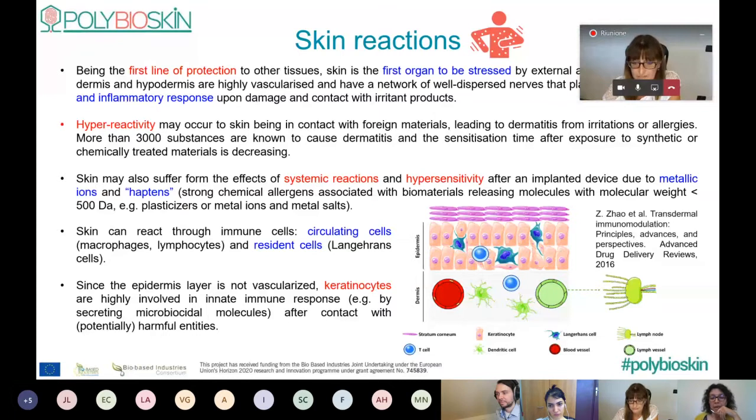In particular, for example, Beatrice reported about the plasticizer. These materials can migrate out of the polymer, so it's important that we check what happens when these low molecular weight molecules come in contact with the human body.